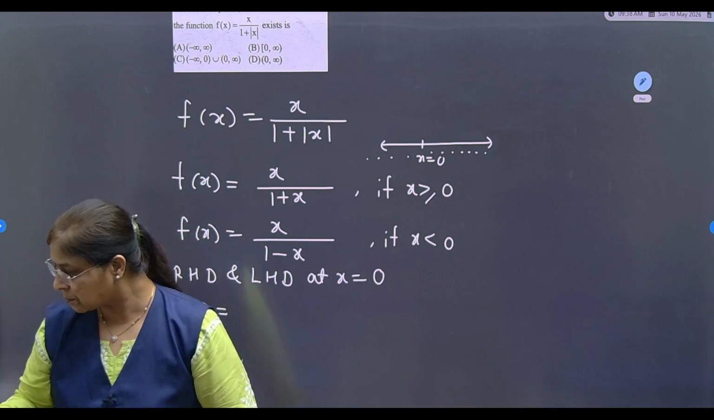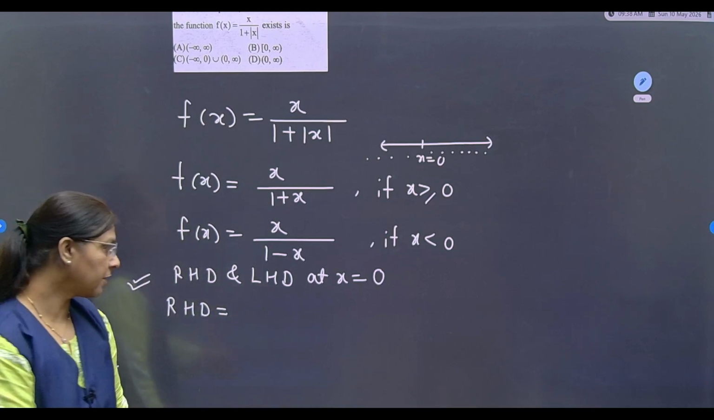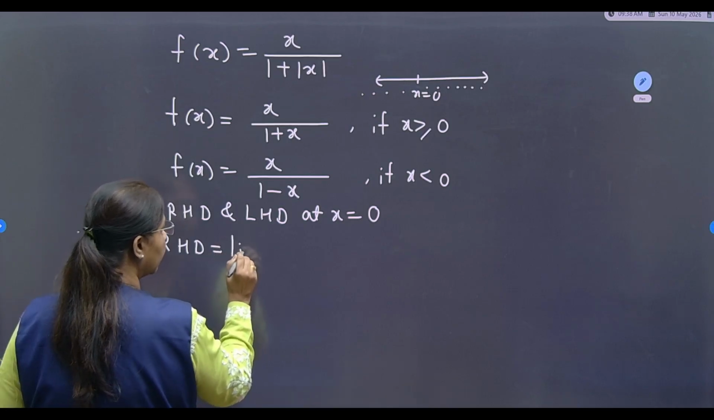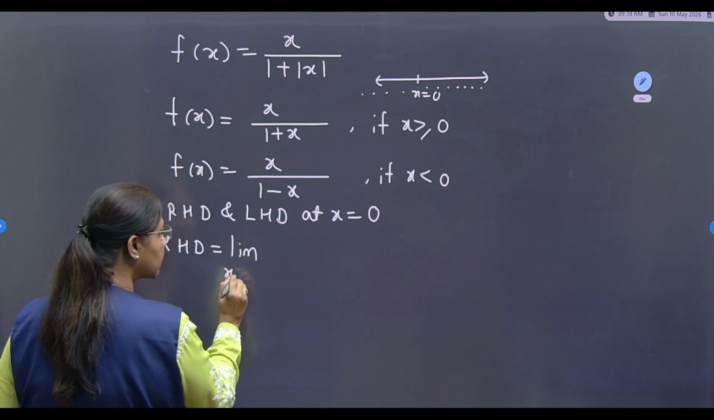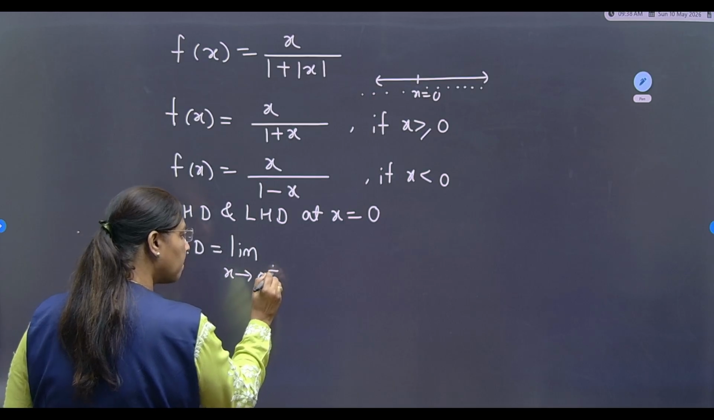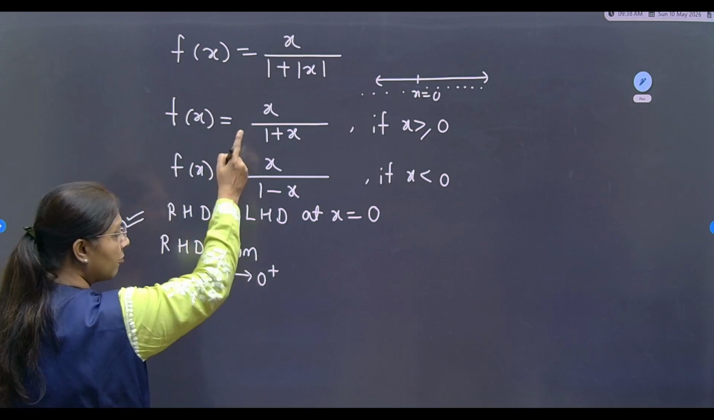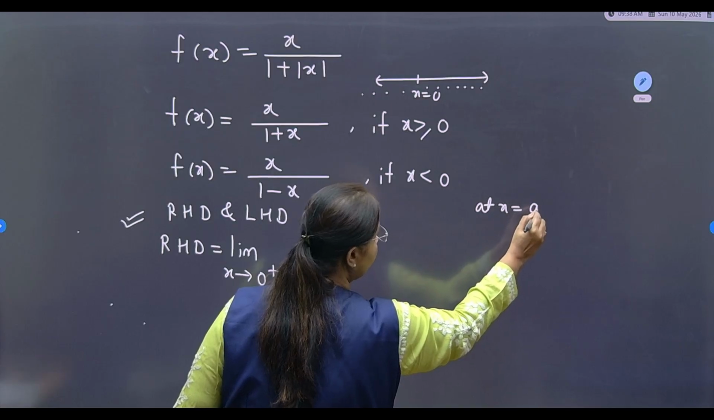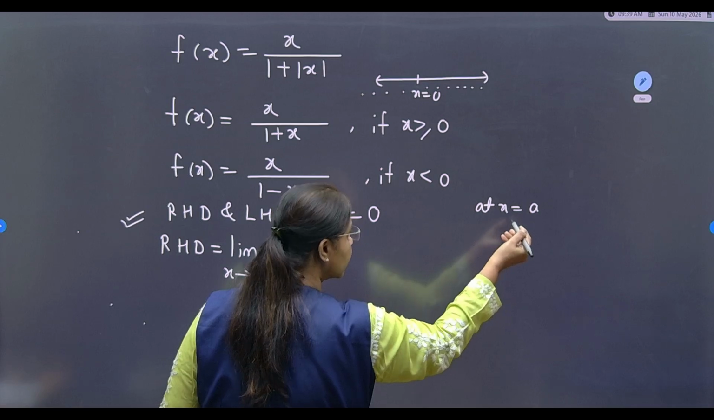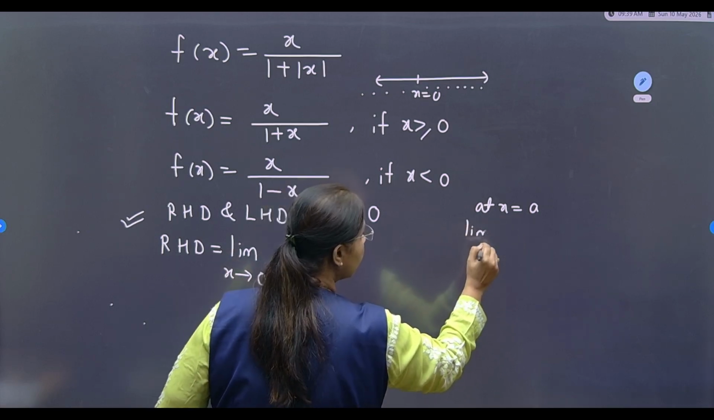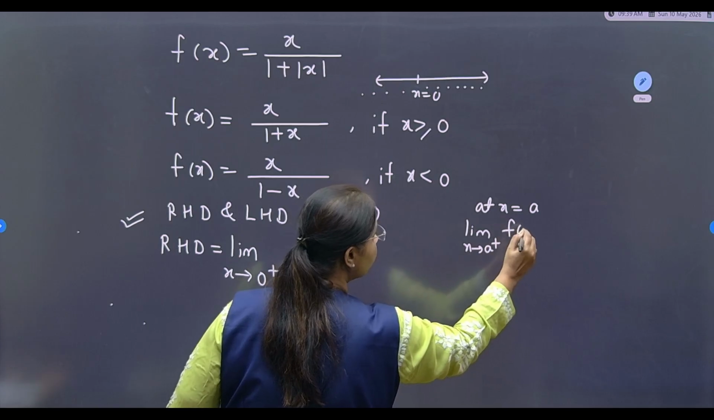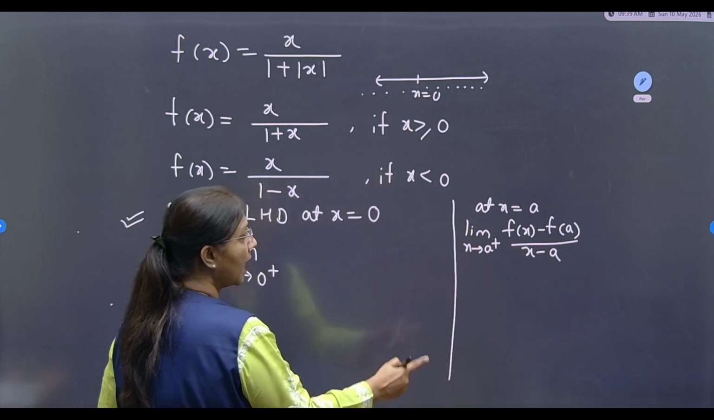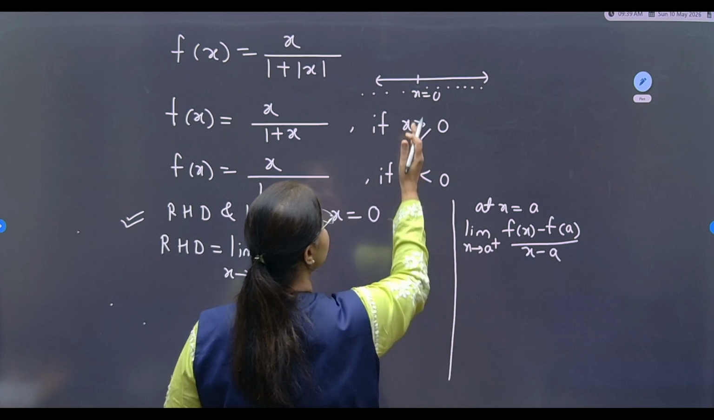Okay, f dash of 0 plus is equal to, therefore here we get limit x tends to 0 plus, the right hand. Formula: f of x, suppose at a point x equals a, RHD, the right hand derivative, is limit x tends to a plus of f of x minus f of a upon x minus a. Okay, concept.